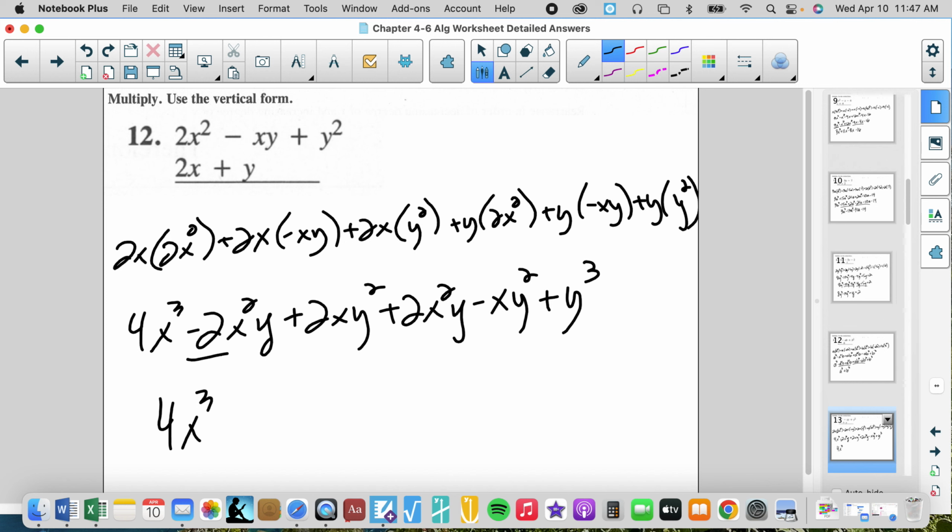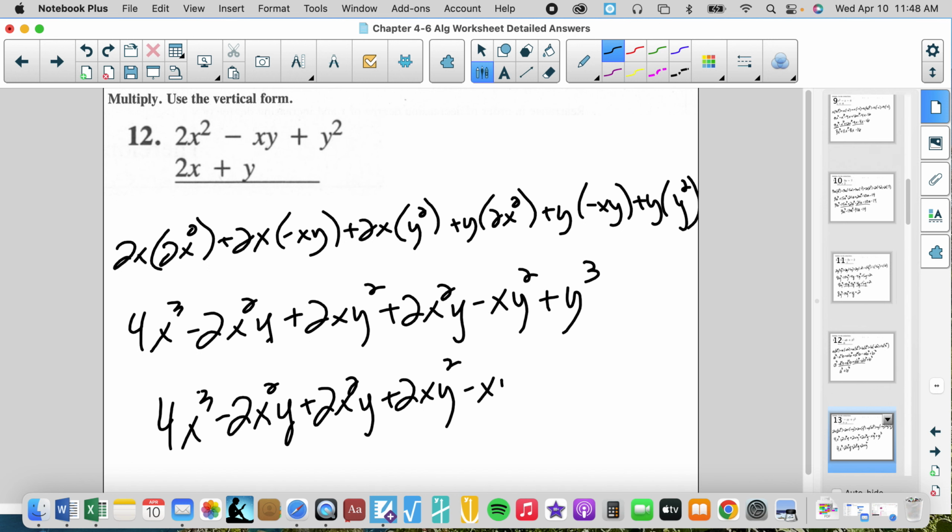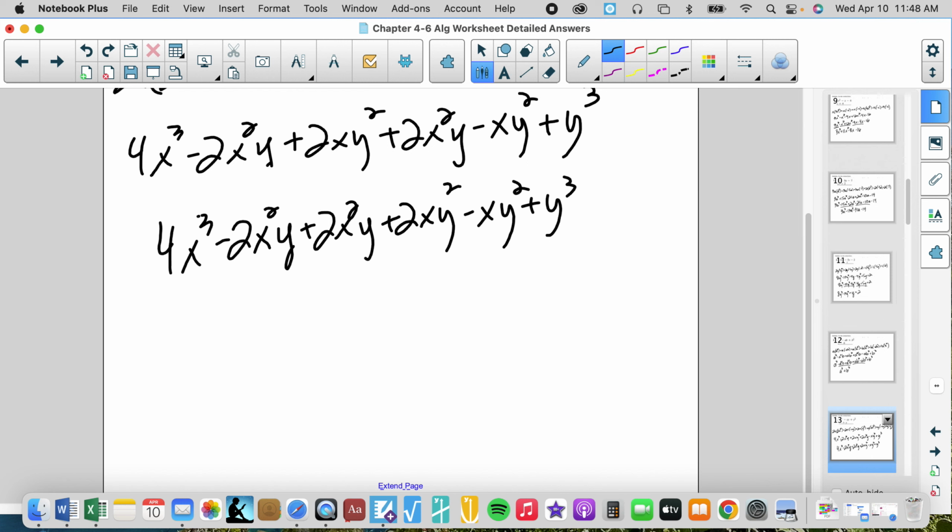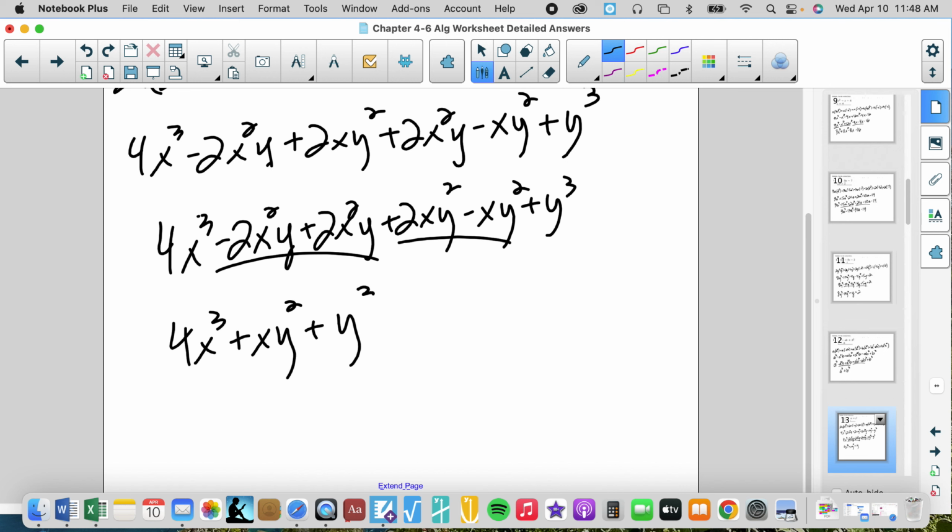4x to the third. These are going to go, oh, no, Mr. Max, slow down. Slow your roll. Let's put them in order first. I was jumping the gun. Plus 2xy squared minus xy squared plus y cubed. Doesn't have a partner. These cancel. These do not cancel. You're left with an xy squared plus y cubed, still in standard form.